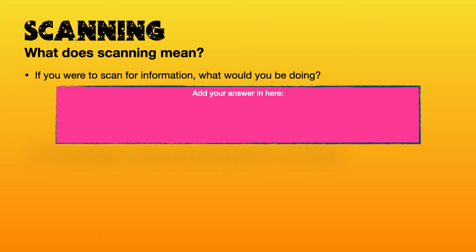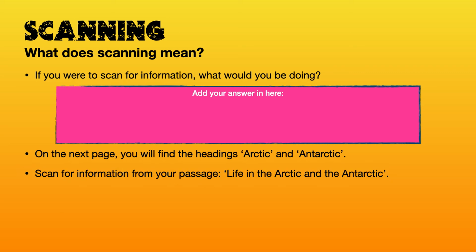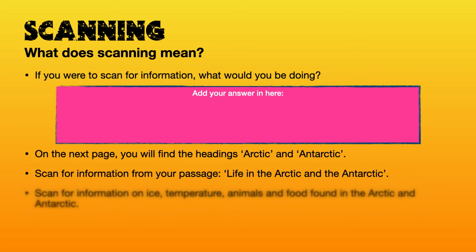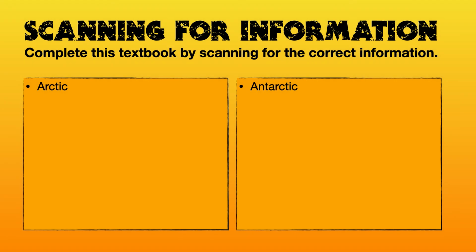So on the next slide in this set of slides that will be in your OneNote, you will find headings Arctic and Antarctic. I want you to go to the passage that should be attached to your assignment called Life in the Arctic and Antarctic. Scan for information on ice, temperature, animals and food found in the Arctic and Antarctic. And on the next slide, I want you to write down all the information that you find under these headings. So your slides should look like this.